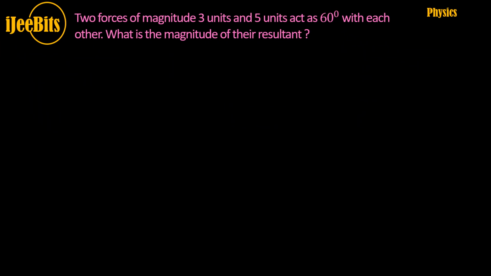Let's look at this problem. Two forces of magnitude 3 units and 5 units act at 60 degrees with each other. What is the magnitude of their resultant? So what do you think? P is given 3 units, Q is 5 units, and 60 degrees is the angle, theta. So what is the resultant R? Square root of P square plus Q square plus 2PQ cos theta. Sure, no?